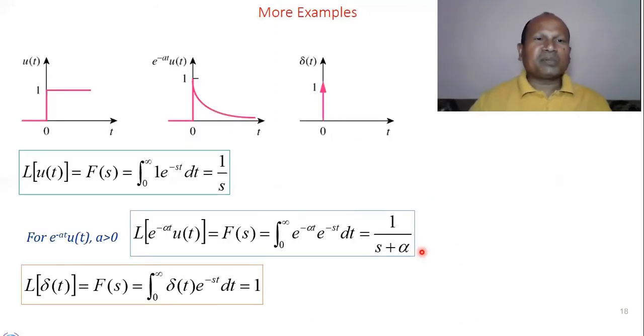There are some more examples, like there are 3 standard signals you see here. This is a unit step. This is a unit exponential signal, an exponentially decaying signal, and this is a unit impulse. So when we calculate the first one, the signal is extending from 0 to infinity. Magnitude is 1. So when we integrate e to the power minus st, it becomes e to the power minus st divided by minus s. Upper limit is infinity, lower limit is 0, and then it becomes 1 by s.